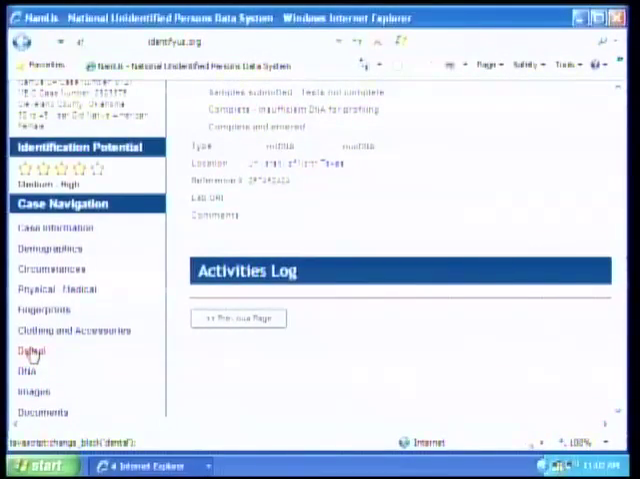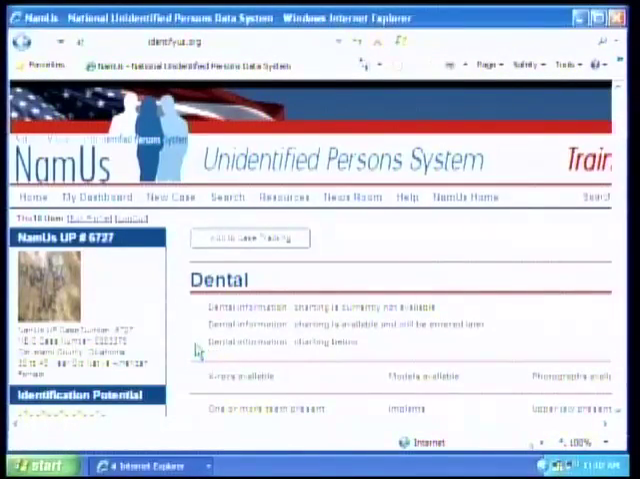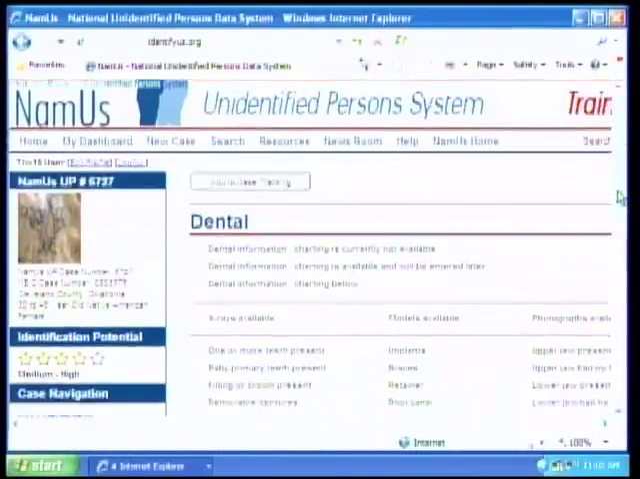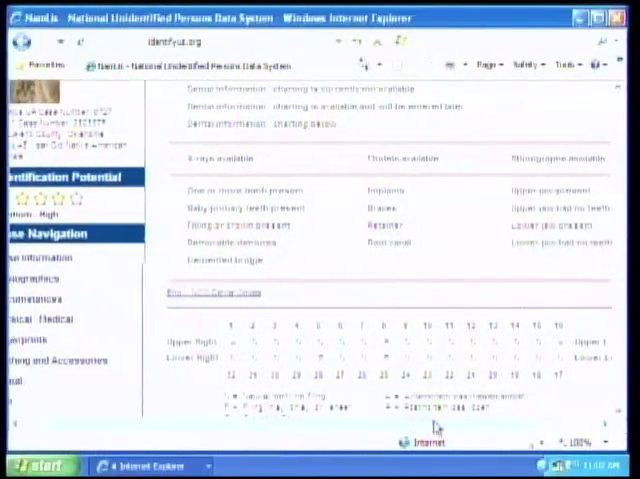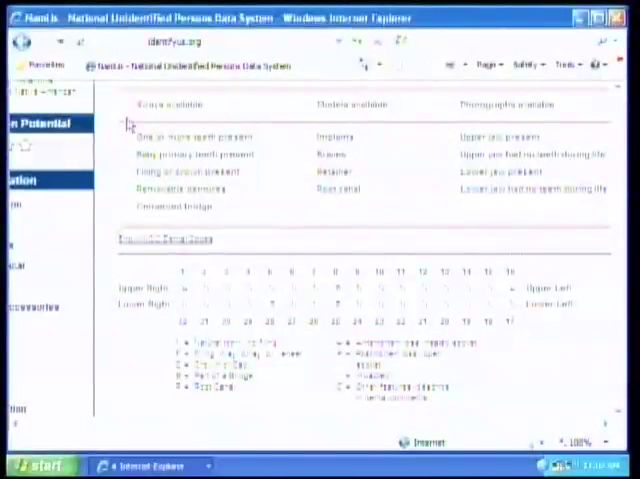And let's take a look at the dental page. So we do have dental information, and the charting is listed below. As we saw from the images page, there are x-rays available. There are teeth in both upper and lower jaws. And we can see that except for the third molars, teeth number 1 and number 16, the upper third molars, which are absent in life, all the other teeth in this individual were present when she died.